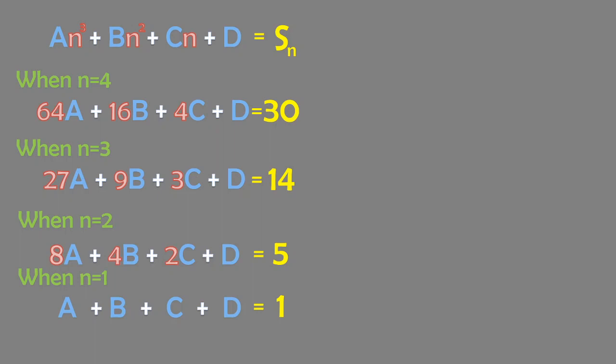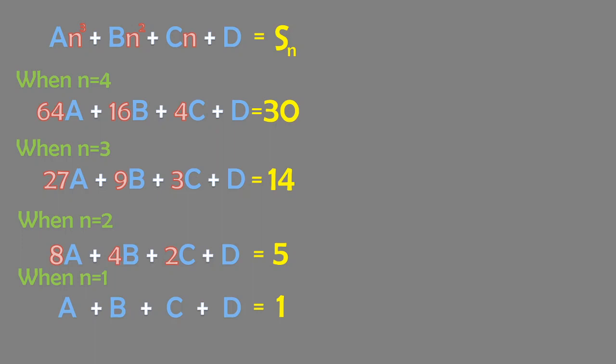why did we find 4 equations here? 1, 2, 3, 4. Why did we find 4 cases or 4 equations? Because there are 4 things to find: A, B, C and D. We need to find 4 things, so therefore we need 4 equations.